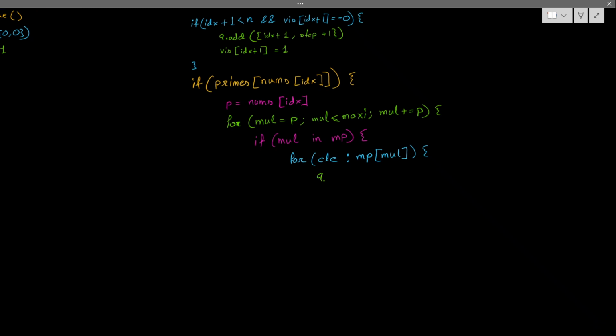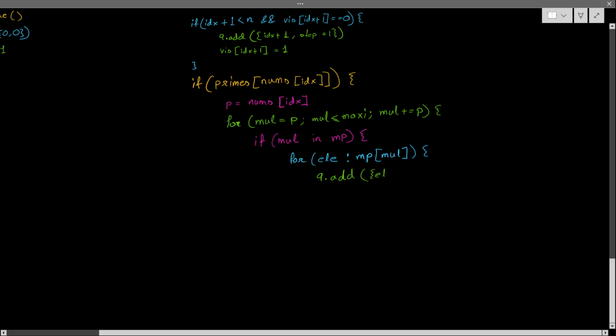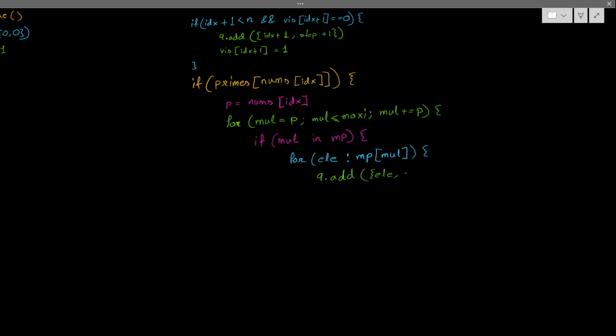So q.add(element), as well as step plus one, step plus one as usual, and this is also visited. So visited of element equals 1. This is what we have to do. Fine. So this is the loop's end here.